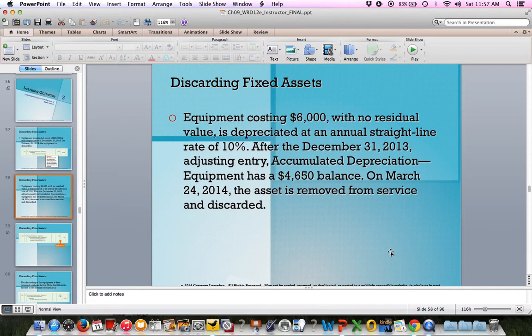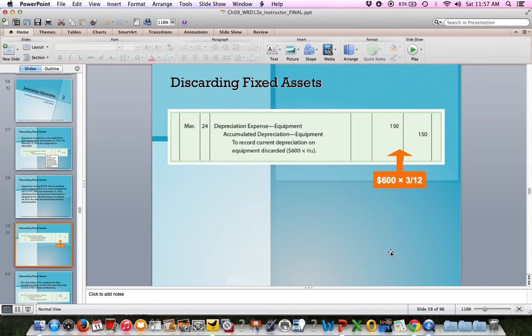So, discarding fixed assets. It says equipment costing us $6,000 with no residual value is depreciated at an annual rate of 10%. After the December 31, 2013 adjusting entry, accumulated depreciation, equipment has a balance of $4,650, and on March 24th, the asset's removed from service and discarded. So we can realize that an asset is no longer useful, but we have not completely depreciated it all away. And so we make this entry, discarding of a fixed asset.